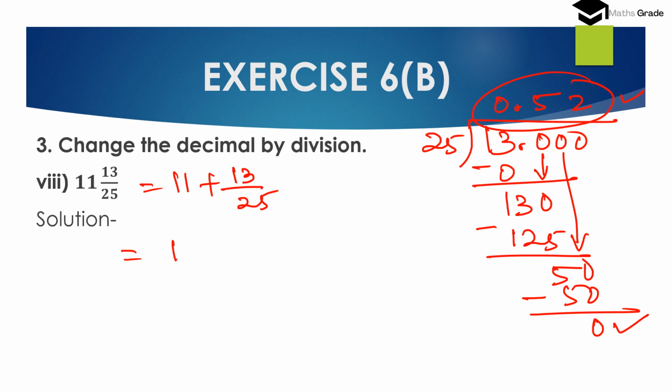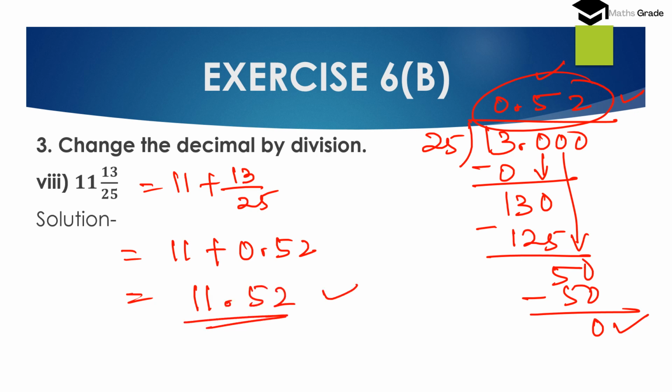Now we can write 11 plus 13 divided by 25 is 11 plus 0.52, and now 11 plus 0.52 is 11.52, and 11.52 is the decimal form of the fraction 11 13 divided by 25. So 11 13 divided by 25 is 11.52.